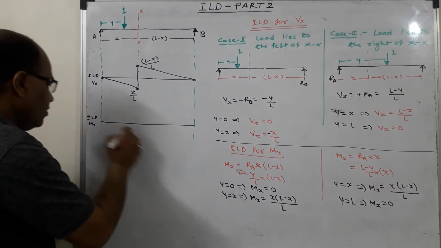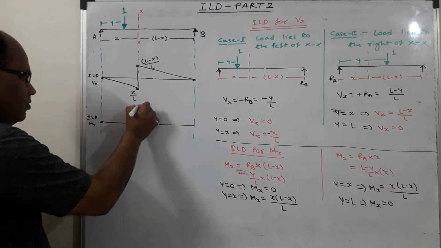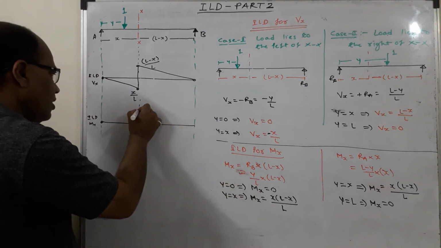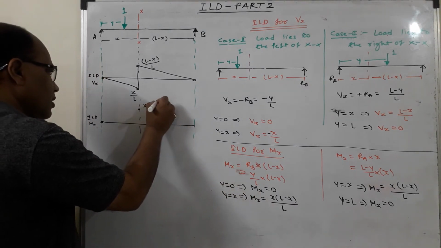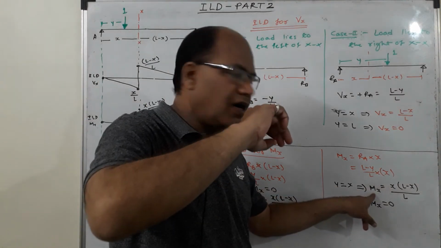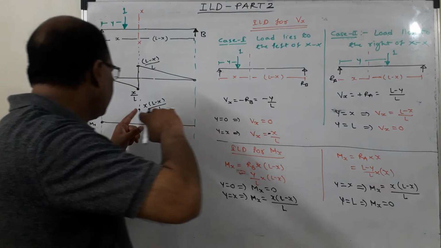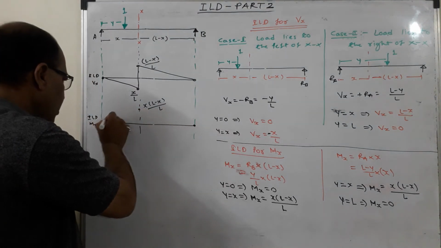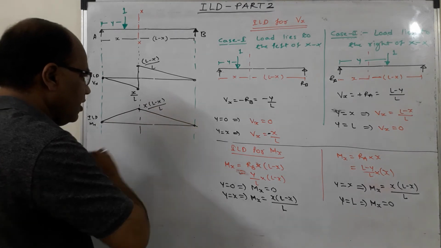Now y is 0, Mx is 0. Y is equal to x means this section, y is equal to x into L minus x upon L. Again it is getting repeated for this part also, x into L, so both indicate the same point, and it is 0, and then these are to be joined by means of a straight line.